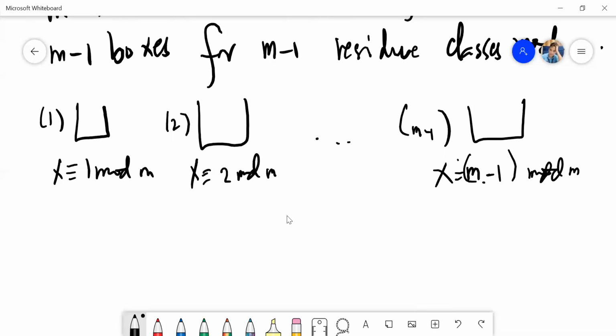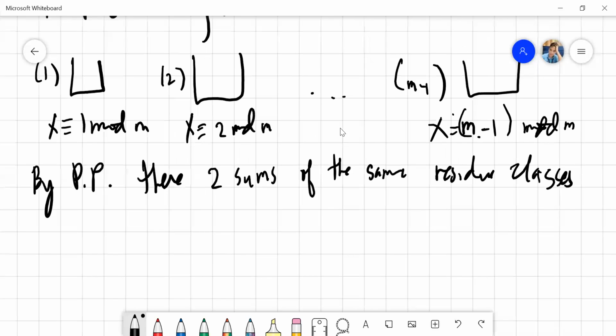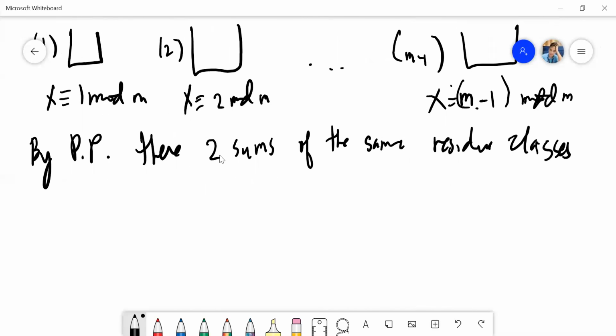So what does it mean? We have M objects with M minus 1 boxes. So by the pigeonhole principle, there are two sums of the same residue class. Because we have M minus 1 compartments and we have M objects, by the pigeonhole principle, there are at least two which have the same residue class.